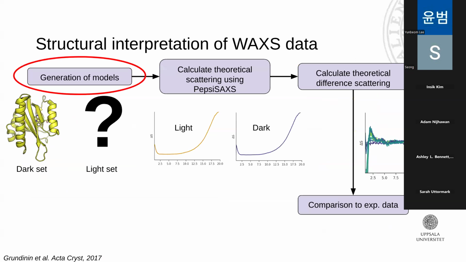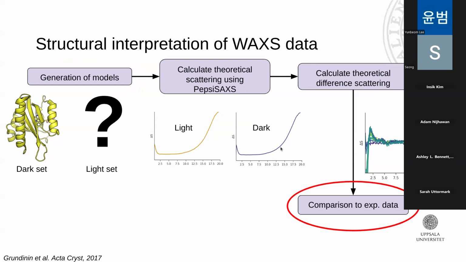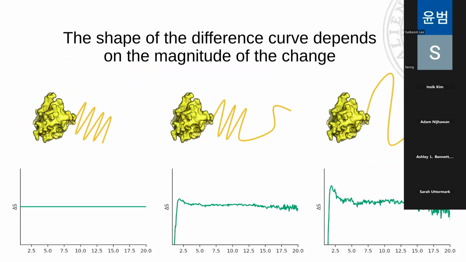So now that we had the models, we can proceed with the whole workflow of calculating the scattering and then comparing it. The next important thing here was the comparison to the experimental data. So what are we actually observing in difference scattering? Well, the difference scattering contains information on the magnitude of the change that we're looking at.